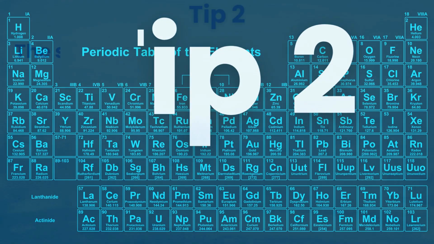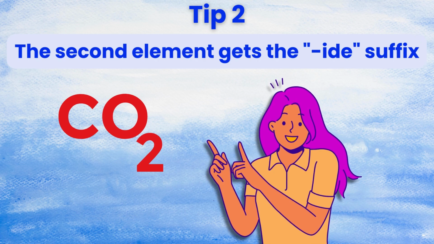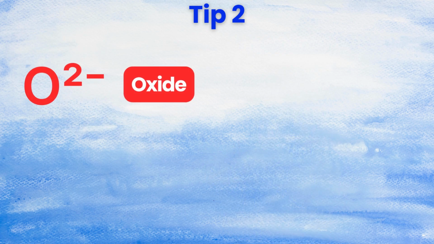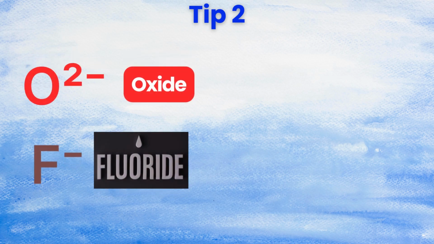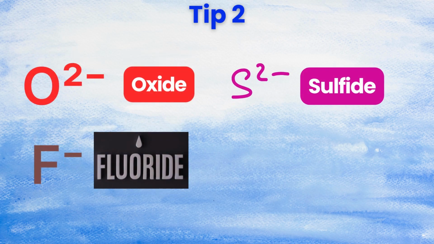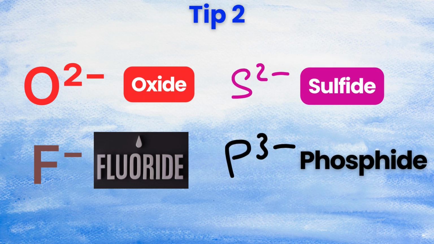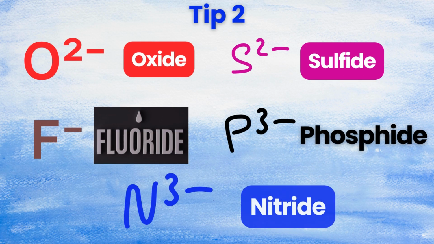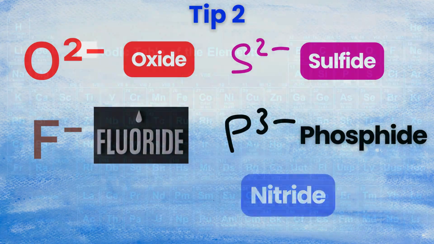Tip 2. The second element gets the "ide" suffix. If the second element is oxygen, it will become oxide, fluorine will become fluoride, sulfur will become sulfide, phosphorus will become phosphide, nitrogen will become nitride, and so on.